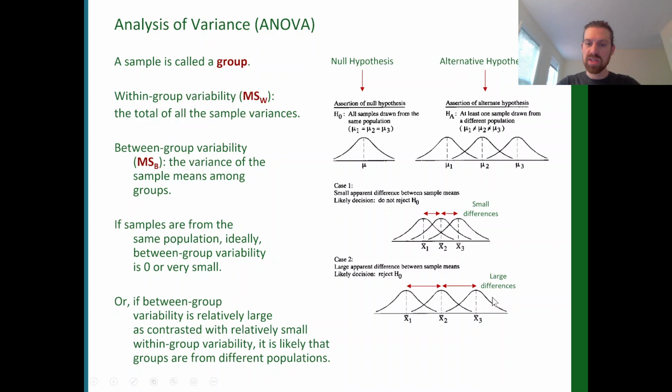Whereas down here in case 2, we have very large differences, okay? So that maybe is where we have quite significant differences between the groups, and therefore we have enough evidence to reject the null hypothesis and accept the alternative hypothesis.